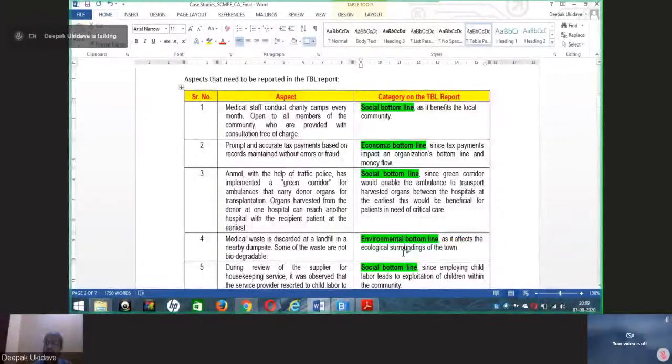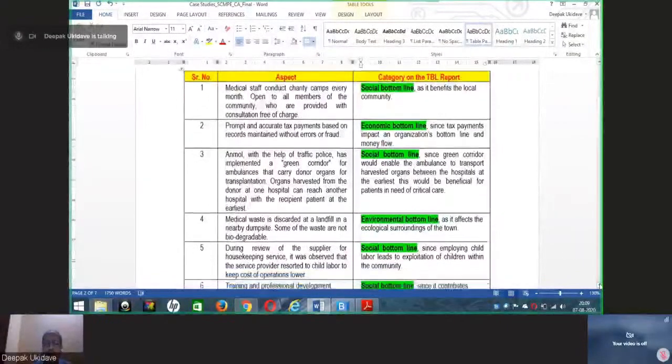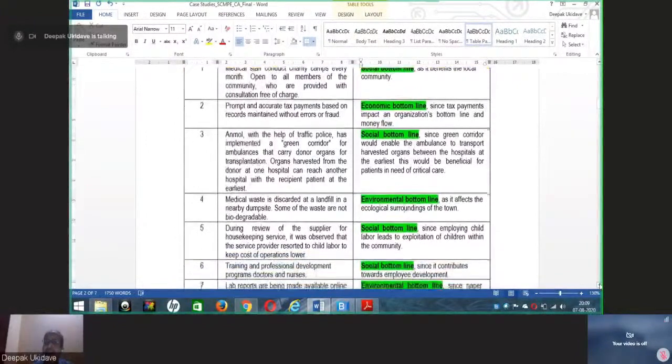There are cases where, because of dumping of debris or garbage, and particularly waste which is not biodegradable, there have been emissions of toxic gases and pollution in the environment, due to which it has again damaged the people in the nearby area, particularly in terms of breathing problems, pain in the heart, pain in the chest, and so on. So one has to be very careful on disposal of the medical waste, environmental bottom line.